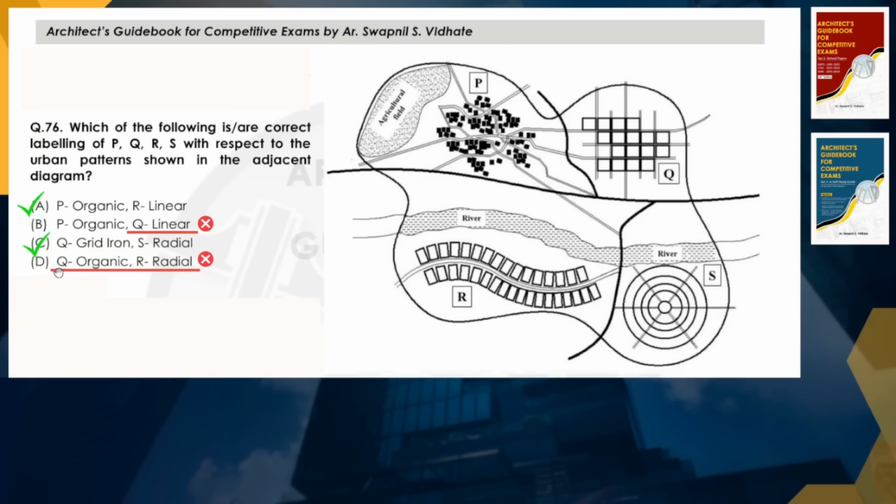Option D says Q is organic. Now Q is not organic. It is the gridiron pattern, and R is radial. This is also not the correct one. This is the linear development or the ribbon development. So the only correct options will be option A and C. I think this was one of the easiest questions in part B2.